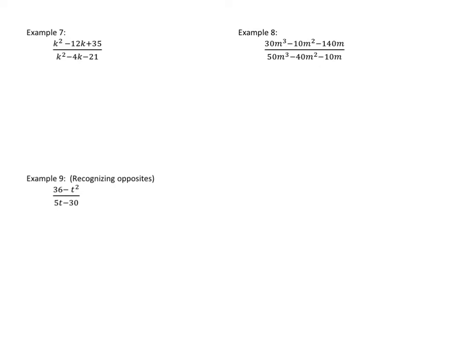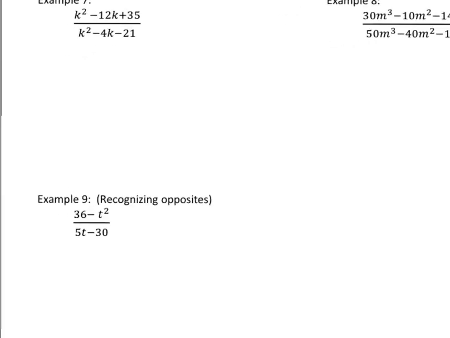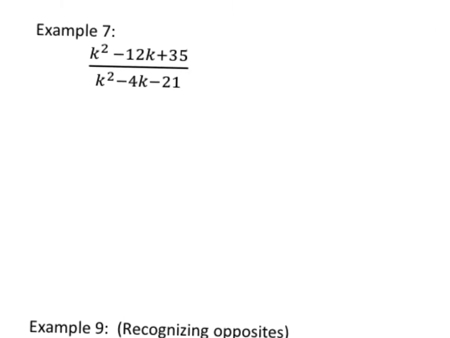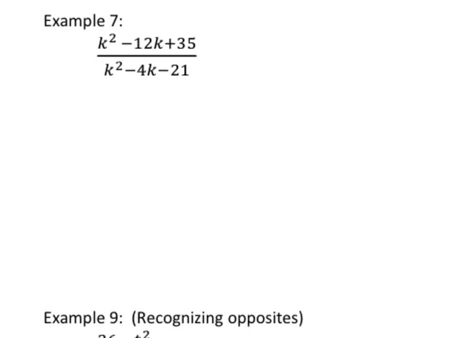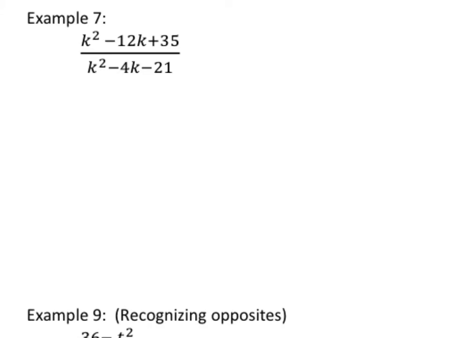Lesson 9.2, Video 3. Here we have two trinomials, one on top, one on the bottom. So again, before we can decide what our excluded values are or simplify and cancel things out, we have to factor, if possible. So if I look at my numerator, I notice that I can put k in the first position.